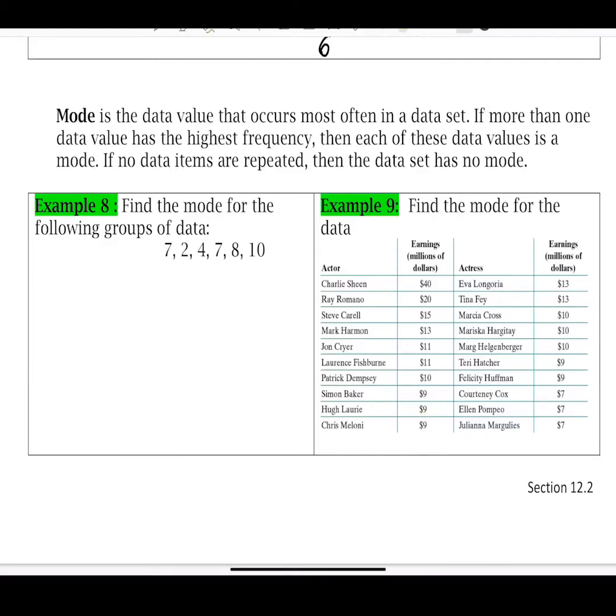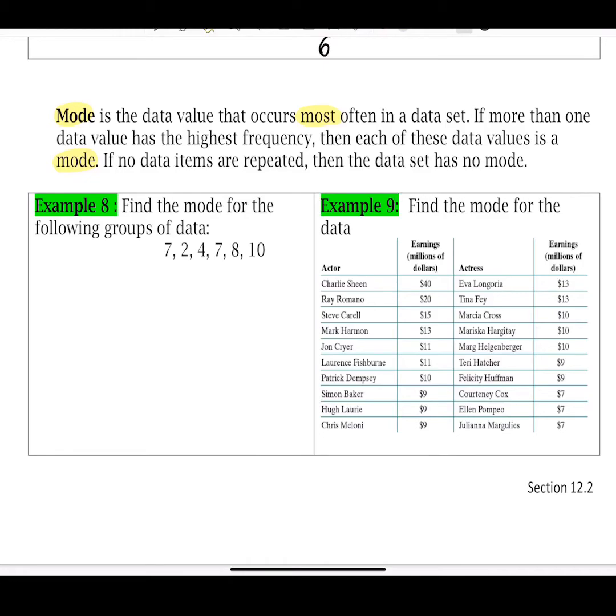So the next topic is mode. Mode is the data value that occurs the most in your data set. If more than one data value has the highest frequency, then each of the data values is the mode. That is, it's not necessary you only have one mode. You can have multiple modes.